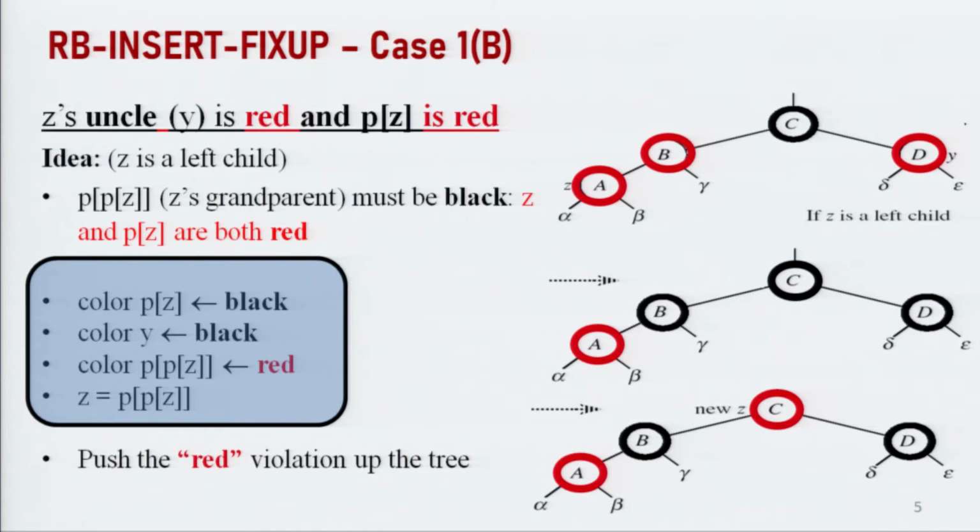Now, just see case 1b. Case 1b is exactly similar to case 1a, but the difference is that here Z is the left child of its parent. All the cases would be the same, but Z will be the left child of its parent. Just see here, Z is the left child of its parent, its parent color is red, its uncle color is red, both are red. So, we perform the same operations.